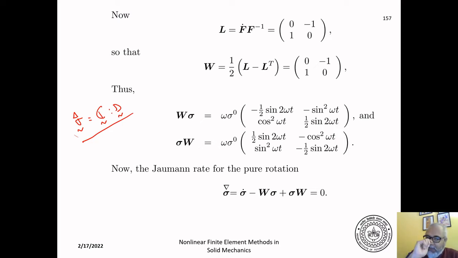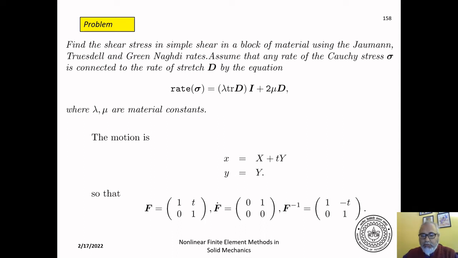In the next problem, we will show that you can use any objective rate here that you like, but that will affect the nature of the constitutive equation that you have on the right hand side. Without adjusting for every rate that you use, you will have to adjust the constitutive equation properly. Otherwise, again, you will get unphysical results. The problem: a body is undergoing a pure simple shear with time.